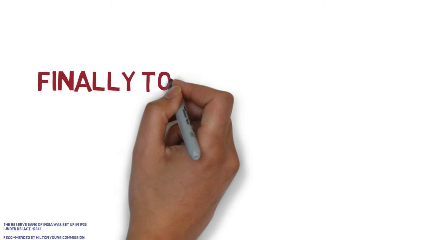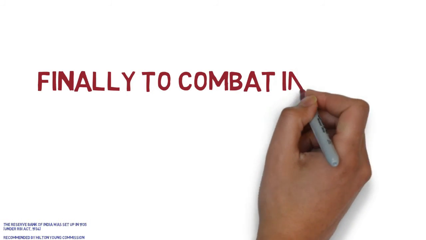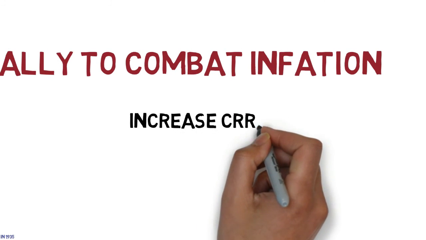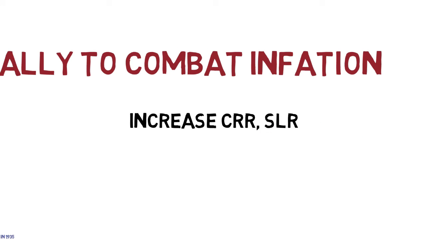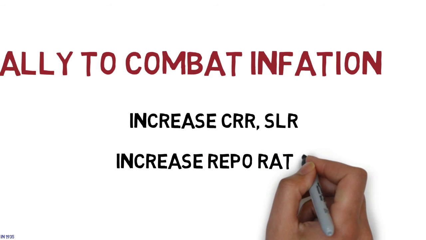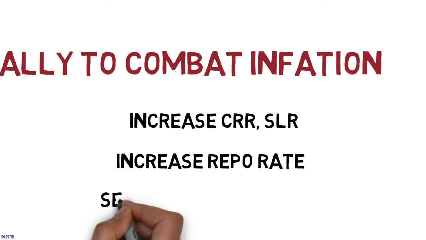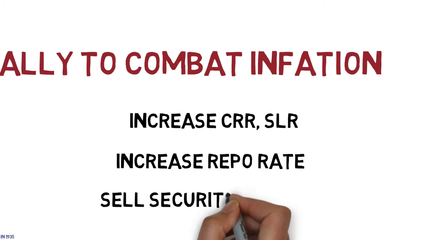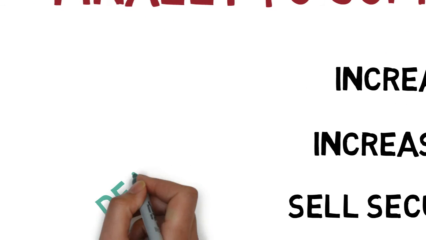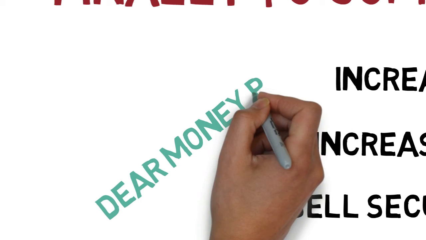And finally, to combat inflation, the main instruments used by RBI are: first, increase CRR and SLR; second, increase repo rate and reverse repo rate; and third, sell securities to banks. This is called dear money policy because money is very costly here.